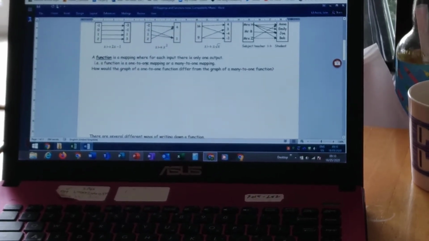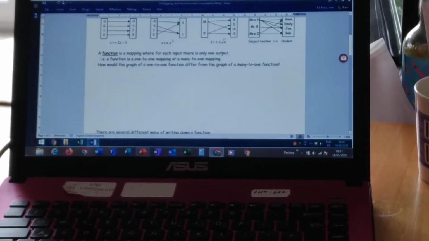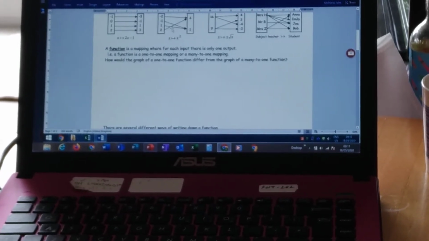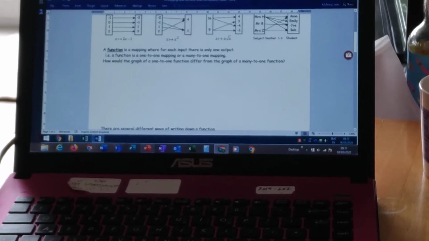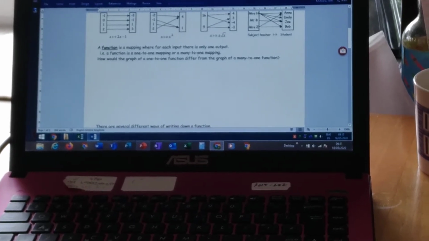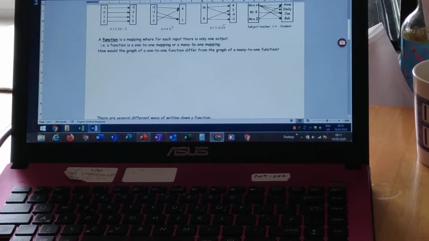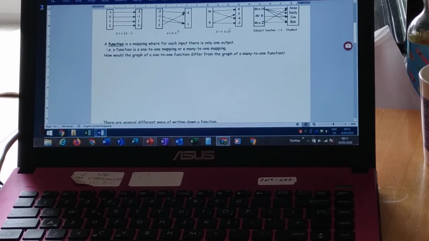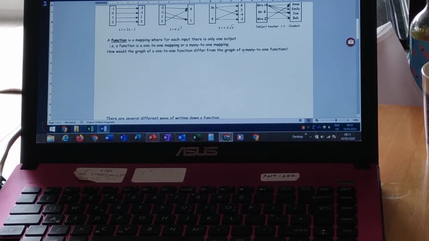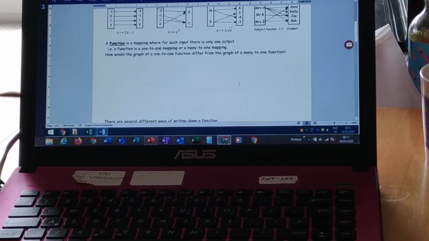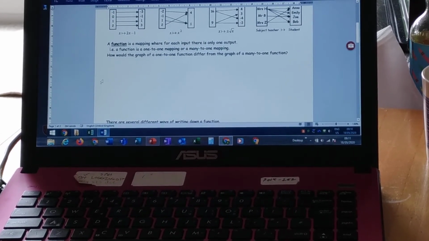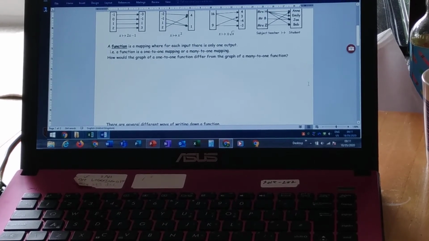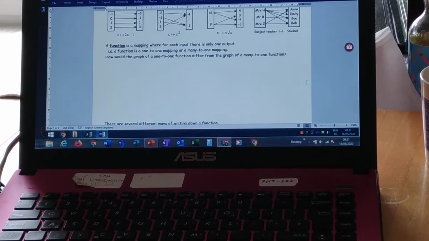A function is when there's only one output. So a function is either 1 to 1, the first one, or many to 1, the second one, where we only get one thing no matter what we stick in. The graphs of them: a 1 to 1 is like a nice straight line graph. A many to 1 is a curve type function where if we drew a horizontal line across, it would intersect the curve at more than one place. That's a many to 1.